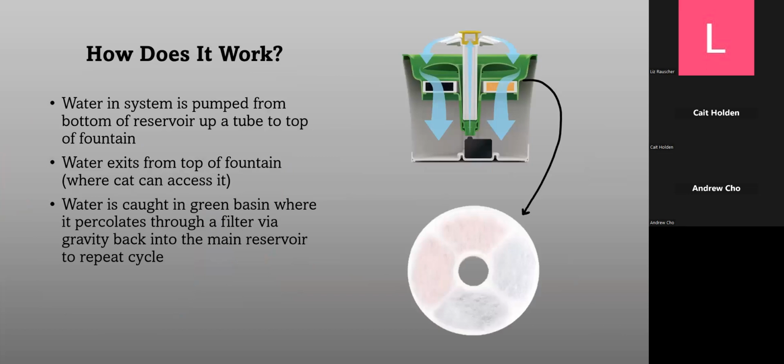So how does this system work? Water in the system is pumped from the bottom of a reservoir up the tube to the top of the fountain. And this is where the water exits from the top of the fountain and where the cat can then access it. Then water is caught in the green basement below, where it percolates through a filter via gravity back into that main reservoir to repeat the cycle again.